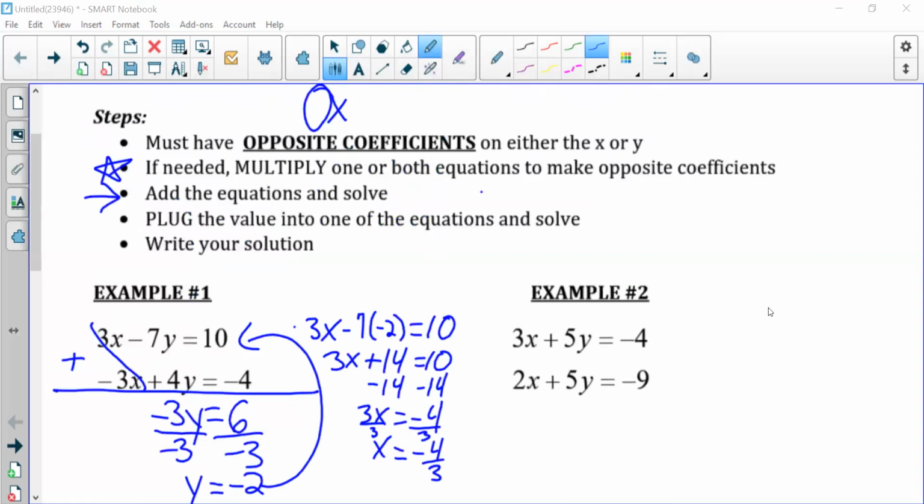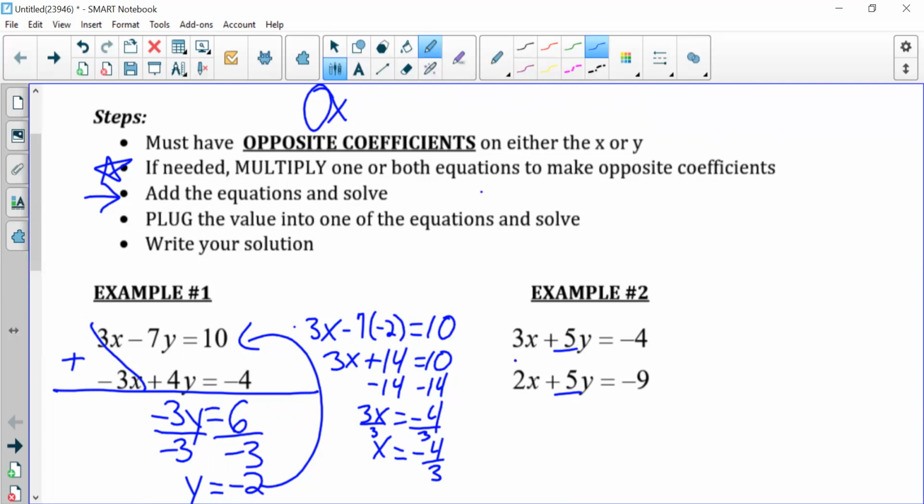So step 1 is we must have opposite coefficients on either the x or the y. Looking at this, do we have opposite coefficients? No, right? We got close. I've got a positive 5 and a positive 5y. So this is where we talk about the next step: if needed, multiply one or both of the equations to make the opposite coefficients. I want one of these to be positive, one of them to be negative. If they're both positive, how do I make one negative?